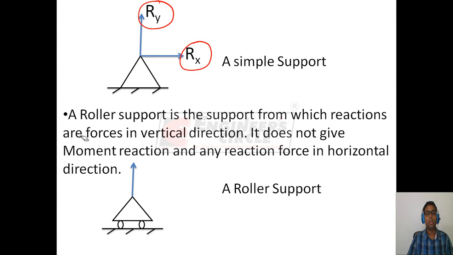Similarly, a roller support is the support from which reactions are forces in vertical direction. It does not give moment reaction or any reaction force in horizontal direction. Therefore, from a roller support, we have only one reaction, that is the reaction in Y direction.